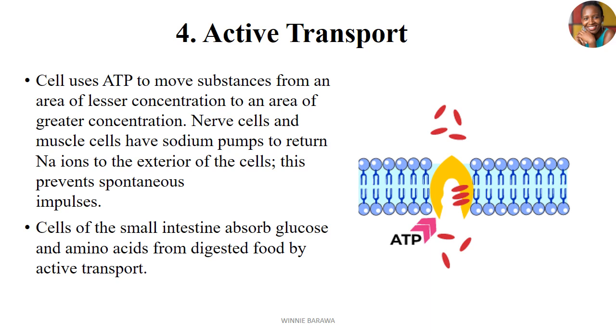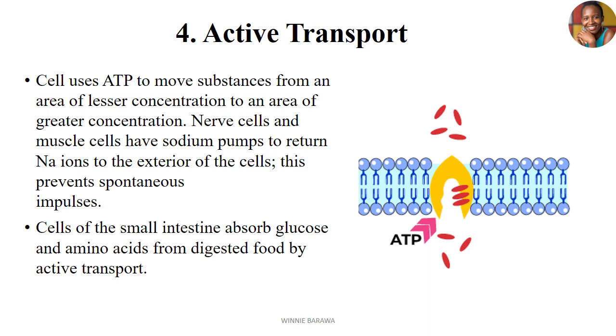We are also told that the small intestines are able to absorb glucose and amino acids. Most of it is done by active transport, or rather it's being facilitated by energy. But in this, we also use transporters, or channel proteins, that help us establish the active transportation of substances. So in simple terms, active transport means movement of substances from low concentration to areas of greater concentration.